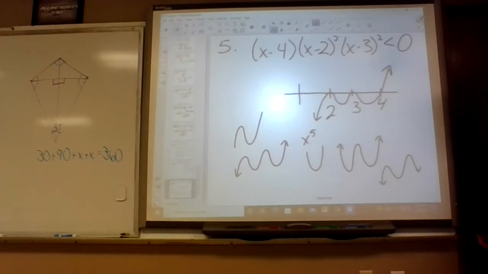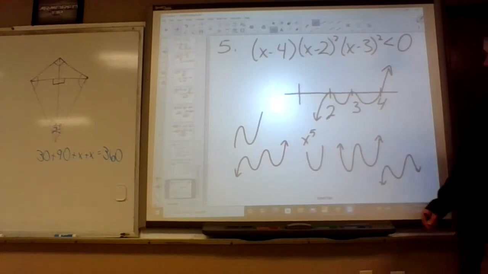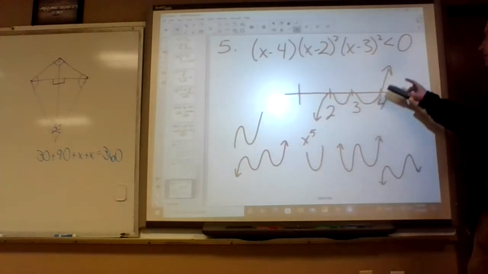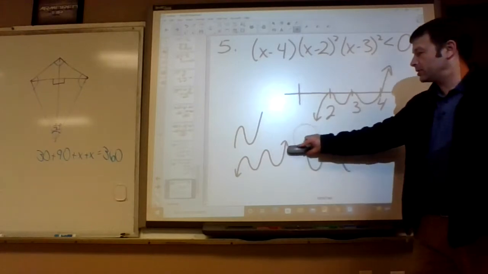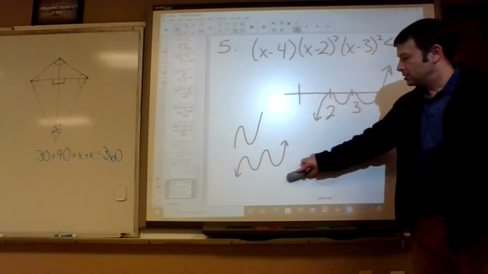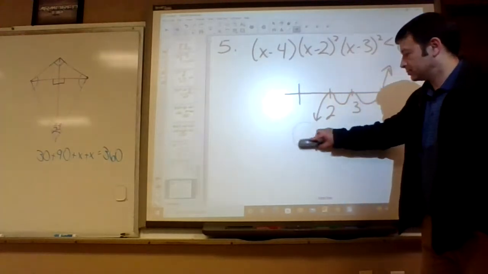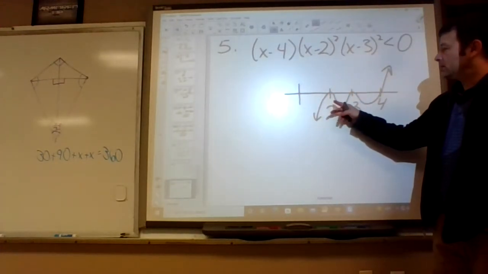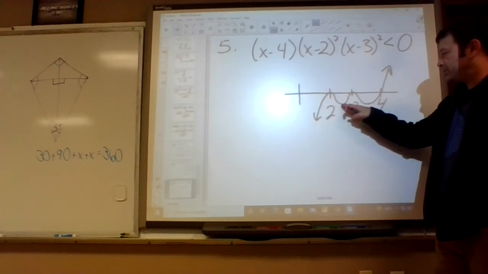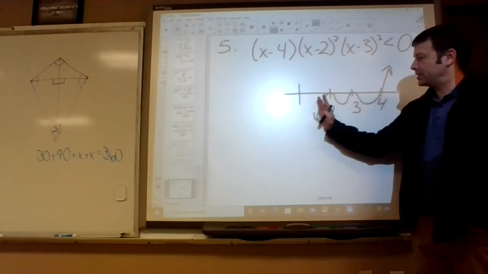X is less than negative 3 or greater than negative 2. Okay, so on this problem we want where it's less than 0. So basically, where is the graph below the line? Not equal to 2, so it's greater than 2 and less than 3, because you're trying to get in between, and then it's less than 4 and greater than 3 for the other one. Between 2 and 3 and 3 and 4, and also everything less than 2.